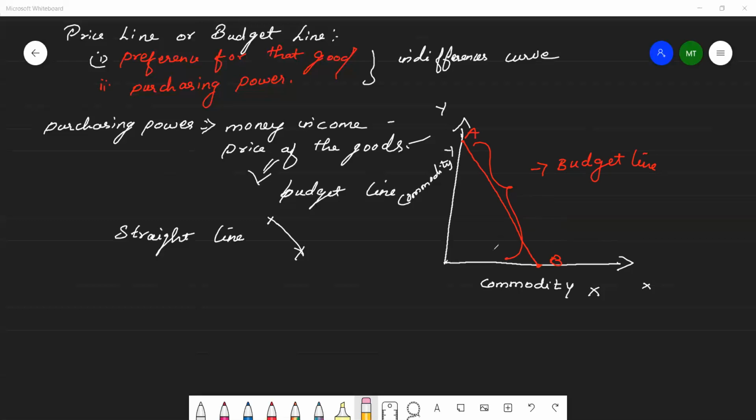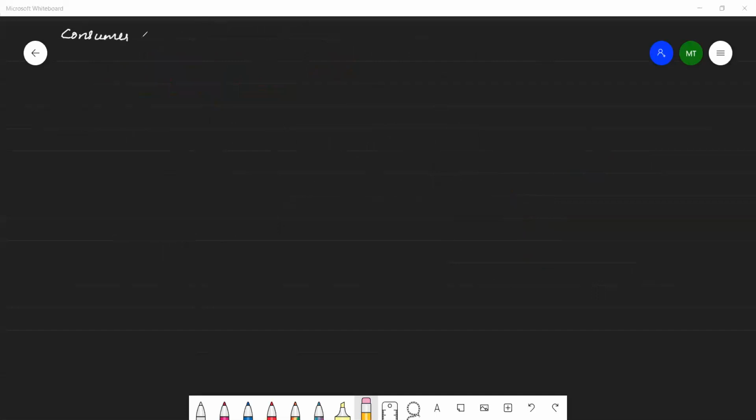Okay, next one is consumer equilibrium. The consumer reaches equilibrium at the point where the budget line is tangent to the indifference curve. Tangent to the indifference curve.